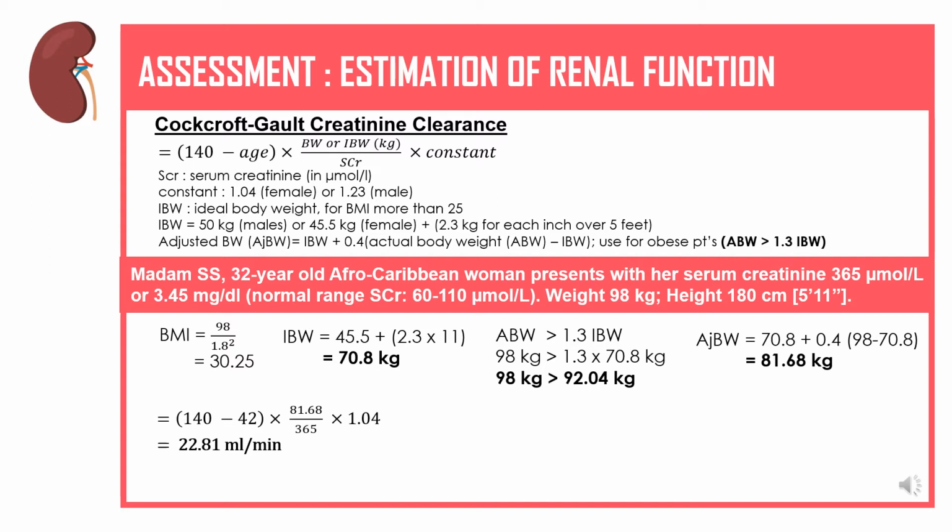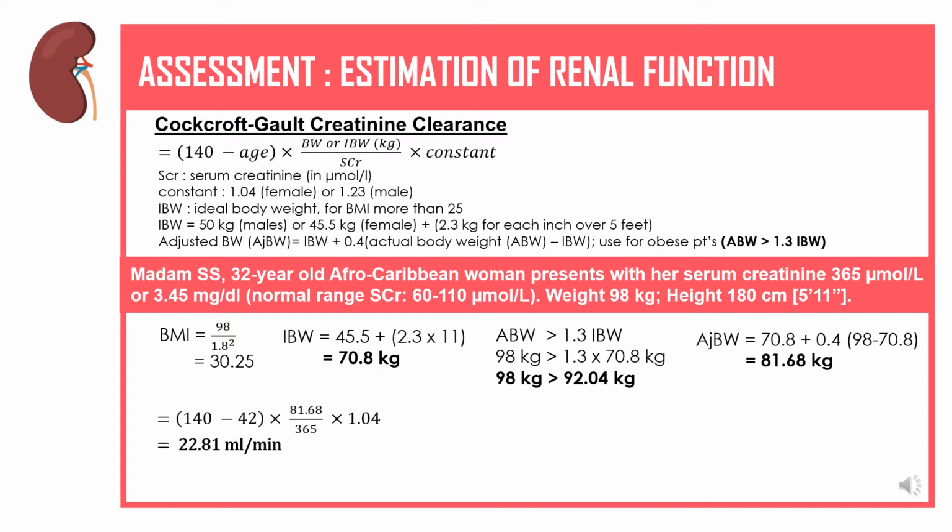Using the Cockcroft-Gault creatinine clearance method, you need to use the serum creatinine in micromole per liter. Before that, you need to calculate the body weight, ideal body weight, and adjusted body weight if the actual body weight is more than 1.3 times the ideal body weight. Her BMI was 30.25, which reflects that she is an obese patient. For ideal body weight, we can calculate that her ideal body weight should be 70.8 kg. Comparing the actual body weight with 1.3 times the ideal body weight, you can see that the actual body weight, 98 kg, is more than 1.3 times ideal body weight, so we need to use the adjusted body weight as shown here.